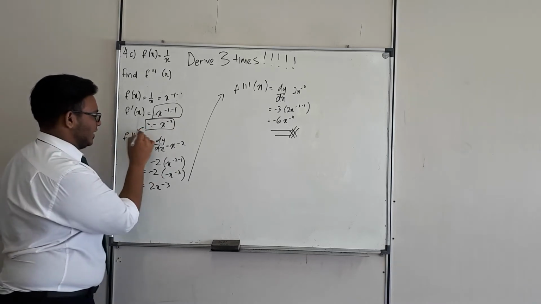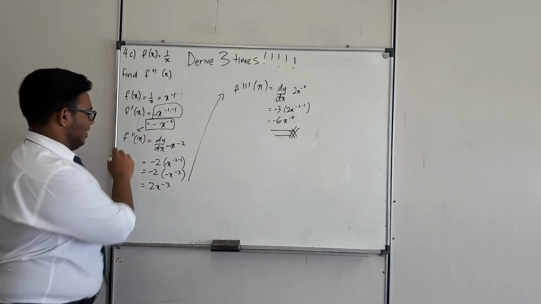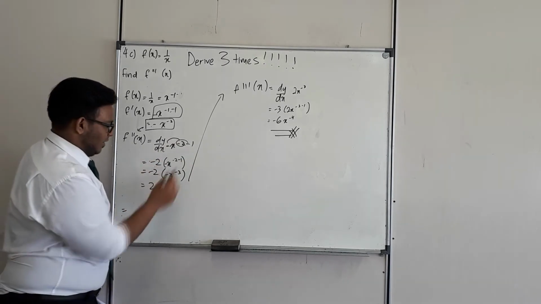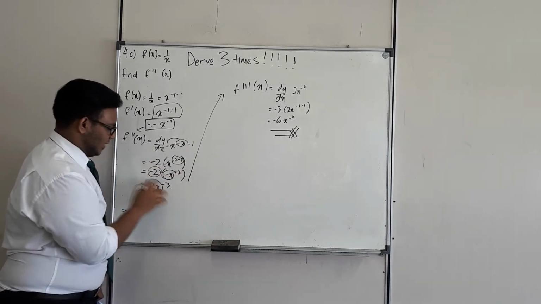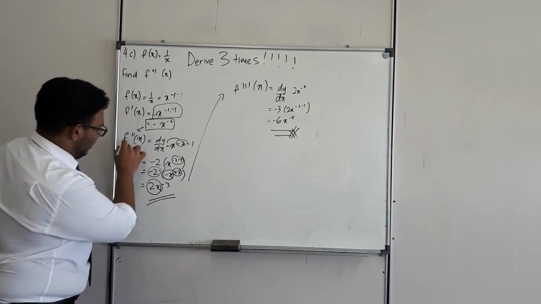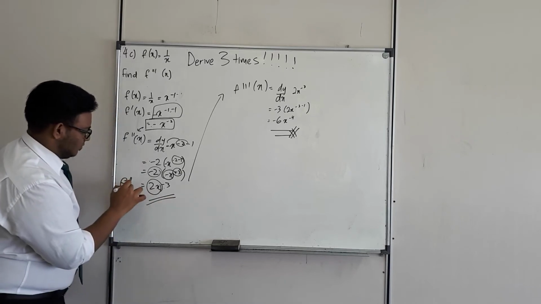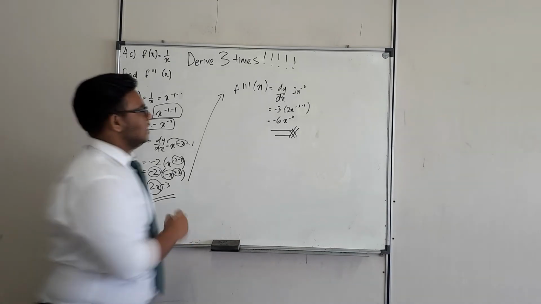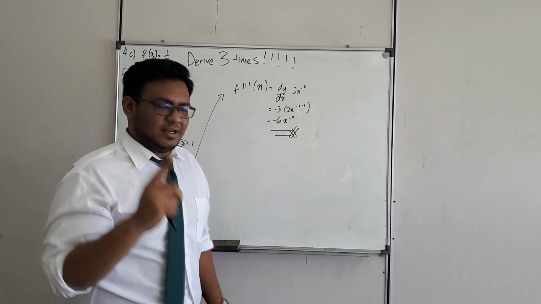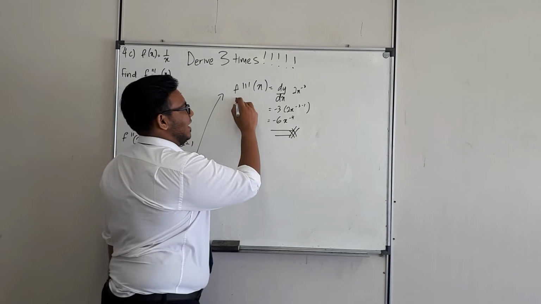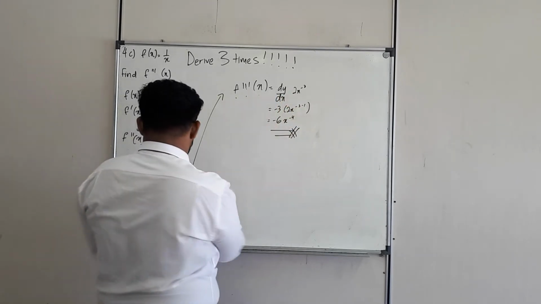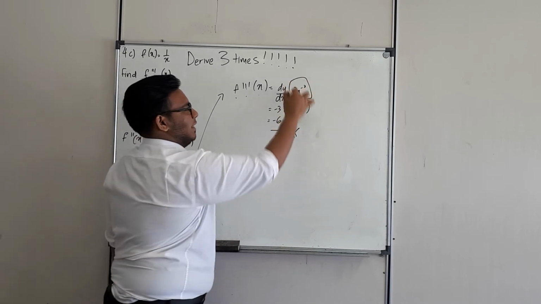Now you differentiate it for the second time. So this is your f double prime of x, the second derivative. Now the third one, the final one, to get the answer, f triple prime of x, the same number that you got here, 2x minus 3.